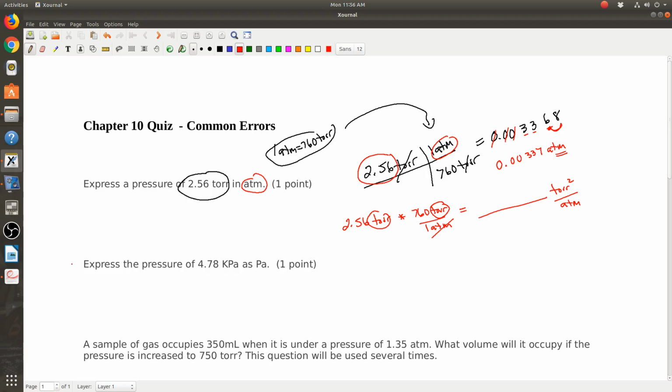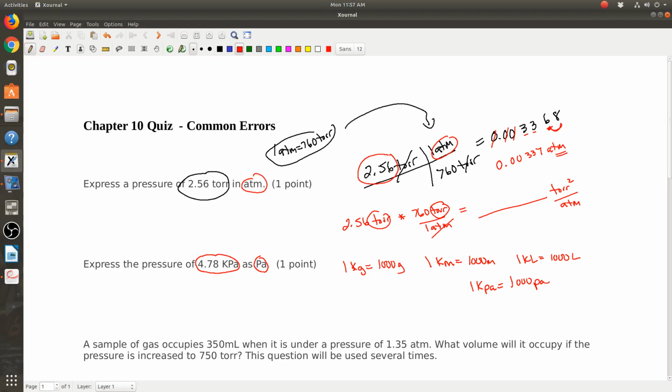But then here's this. This was a very common error. Express 4.78 kilopascals as pascals. First of all, kilo, like 1 kilogram is 1,000 grams. 1 kilometer is 1,000 meters. 1 kiloliter is 1,000 liters. 1 kilopascal is 1,000 pascals. And I know this was in the review we did in class. I pointed it out to you in class, but I know it was in the review for the test.